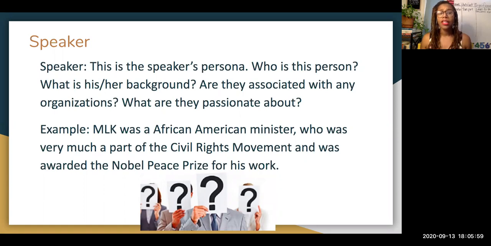So keep in mind that speaker doesn't just mean what's their name. I want to know, what does this speaker represent? What do they believe? What's their background? And what are they associated with? So as much of that as you could possibly muster when you are looking at a piece of text, make sure that you include it in your analysis.